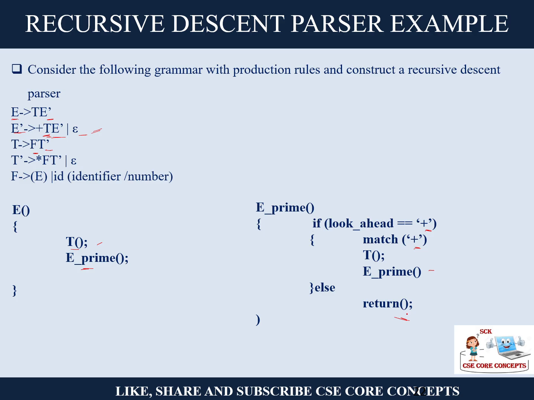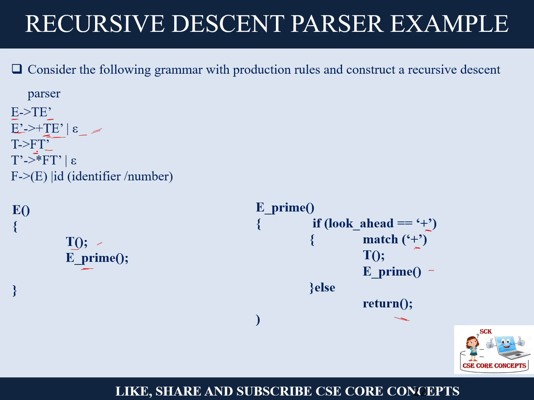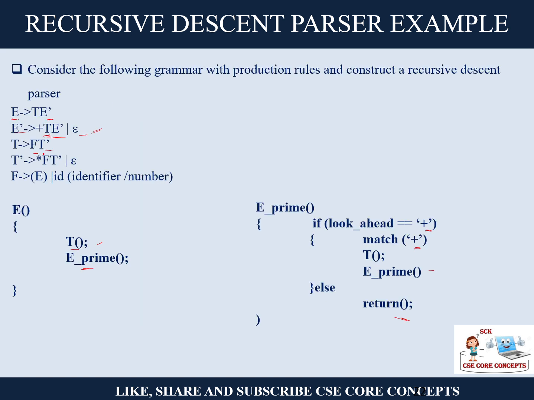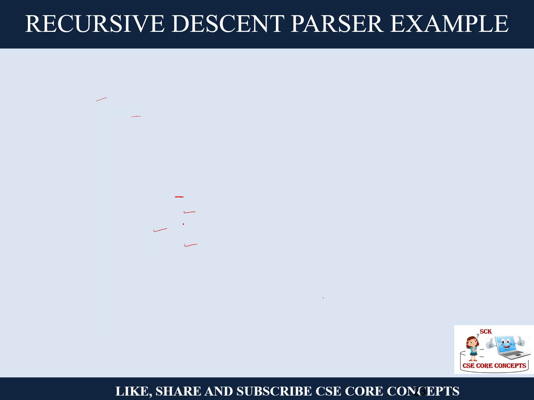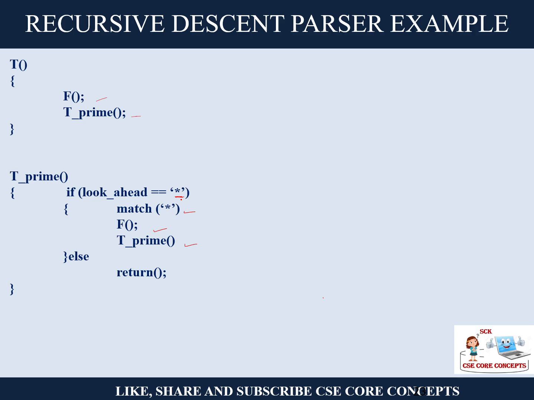Now let us construct for T. T is nothing but F and T prime, so you are giving a call to F and T prime. Let us write down T prime according to this rule. T prime is star F T prime or epsilon. So if your look ahead is star, you try to match star, then you give a call to F and T prime. Otherwise it is epsilon. So if your look ahead is not star, you go to the else part and you return.